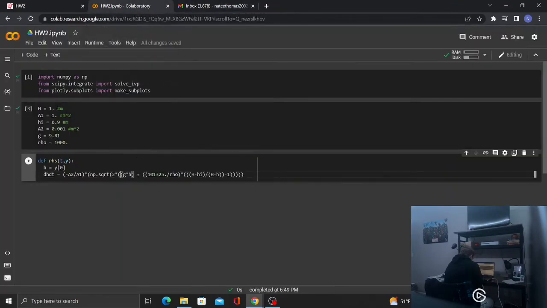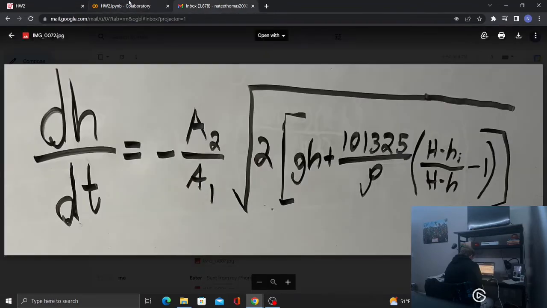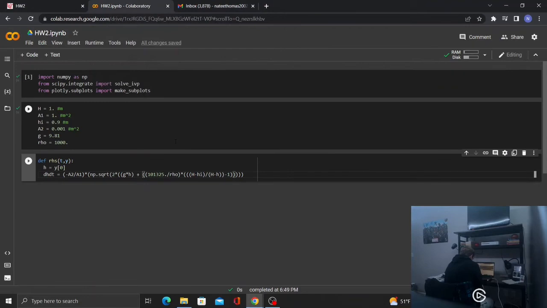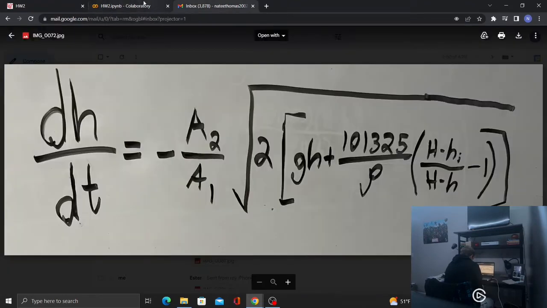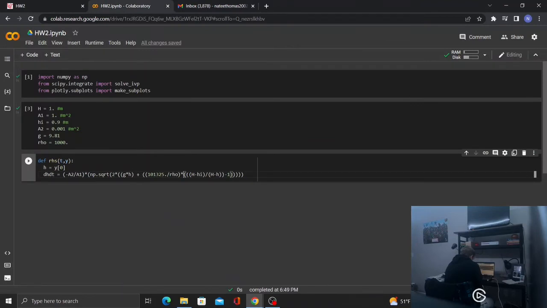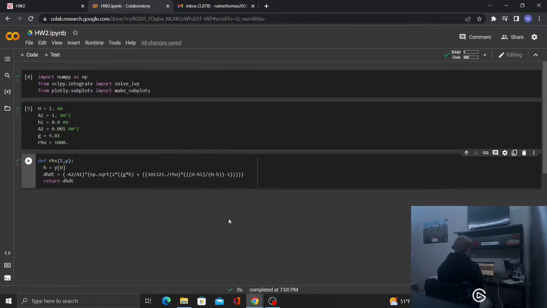G times H plus this whole thing, 101,325 over rho times this whole thing. That whole thing minus 1. Yeah, so this should be correct. And then we want to return dh dt. And that should be good.